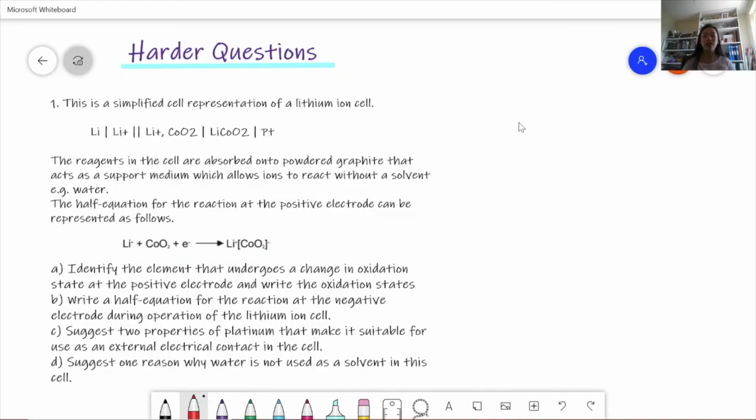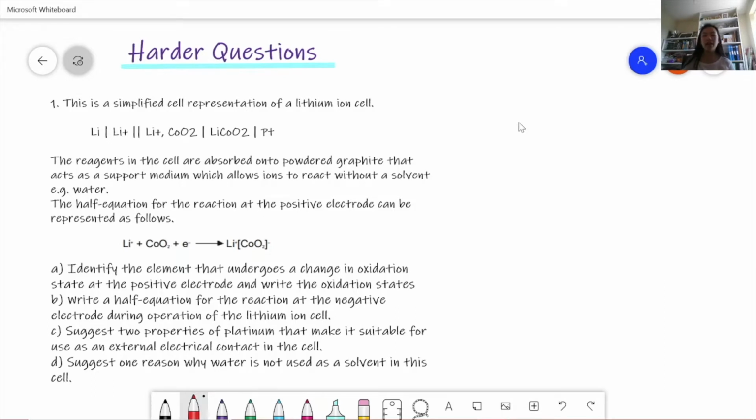Today we're going to be looking at harder questions for the topic of batteries. So this is a simplified cell representation of a lithium-ion cell. The reagents in the cell are absorbed onto powdered graphite that acts as a support medium, which allows ions to react without a solvent, for example water. The half equation for the reaction at the positive electrode can be represented as follows.